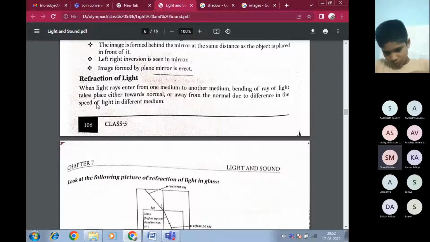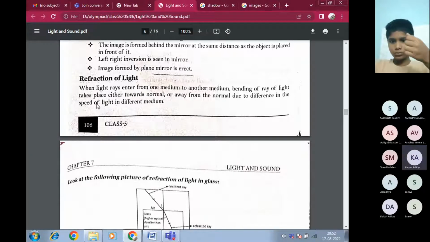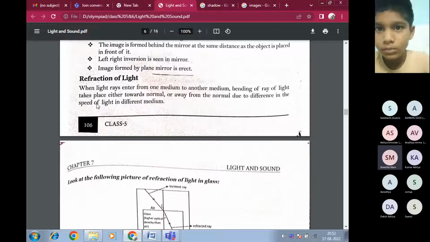Done? Ma'am, done. Ma'am, only refraction is not there in the book, else everything is there. Okay, good. Okay, shall I come down? Okay, I think we are done with all the things.